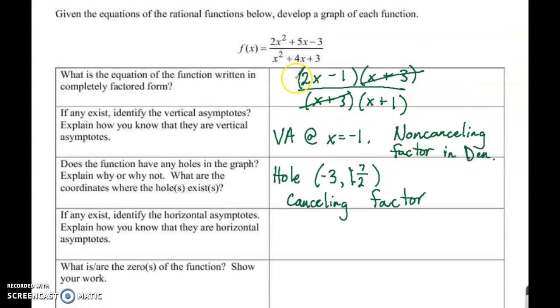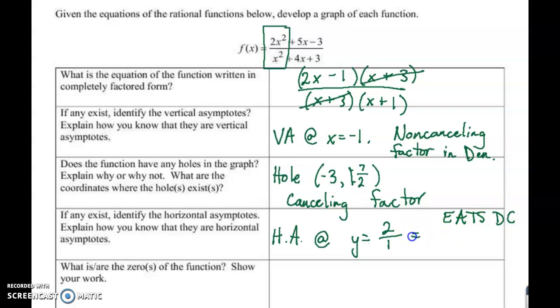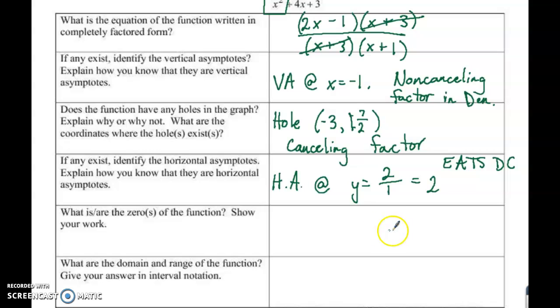What's the horizontal asymptote? Well, I wouldn't look at the factored form. I would look at the exponents are the same, so you divide your leading coefficients. So there's a horizontal asymptote at y equals, I think showing the work is good. I'm fine if you write out that your reason is the exponents are the same. You divide your coefficients. So then your 0 is the non-canceling in the numerator. So we're looking at x equals 1/2.